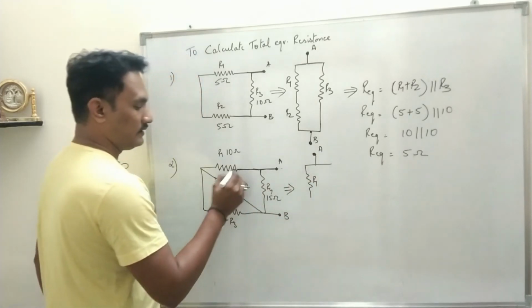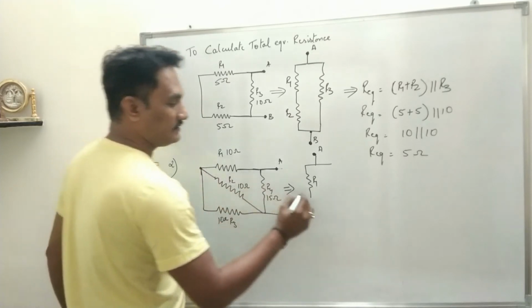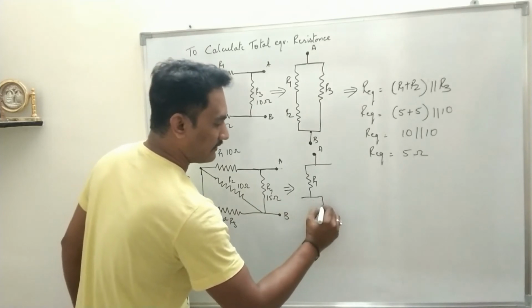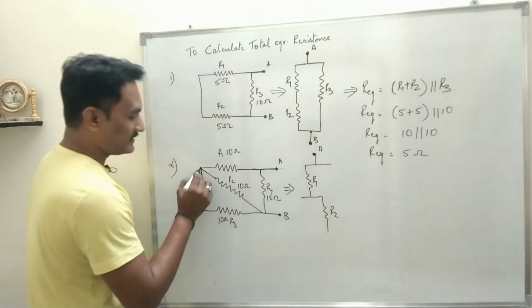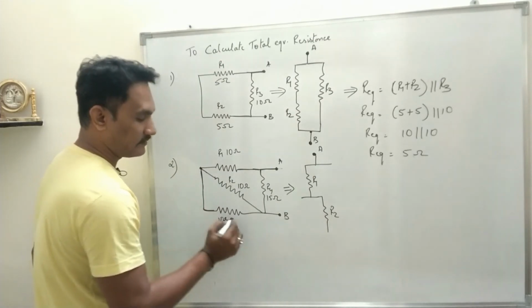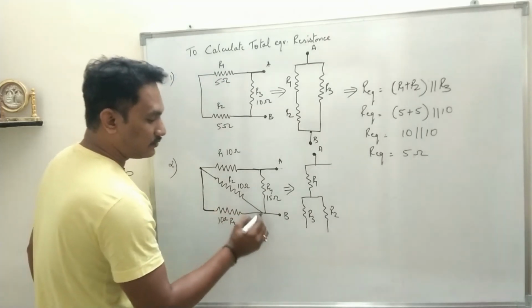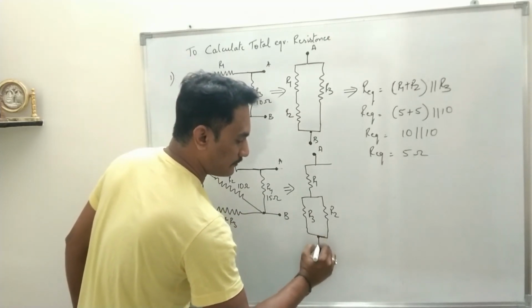So draw R1. The point at which R1 ends, there is again a division. So I'll draw the division. On the first arm you have R2. On the second arm you have R3. So draw R3. R3 and R2 combine at a point. Draw that point. This is the point.